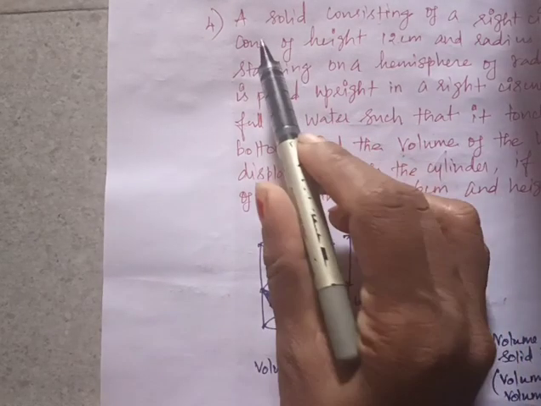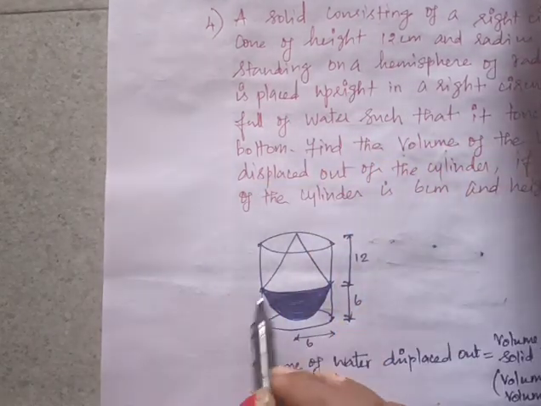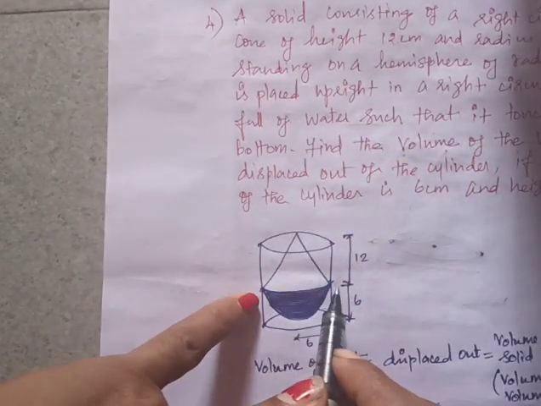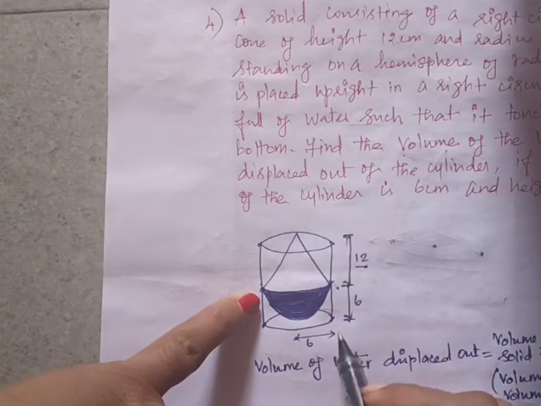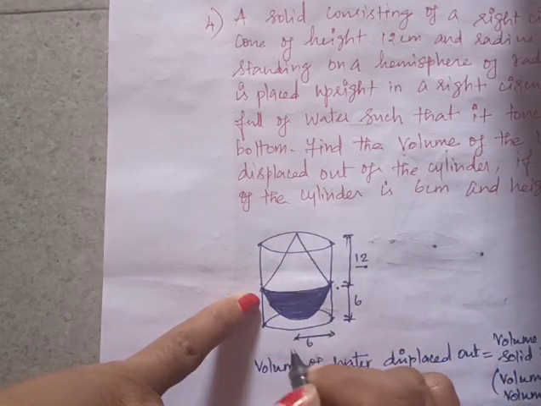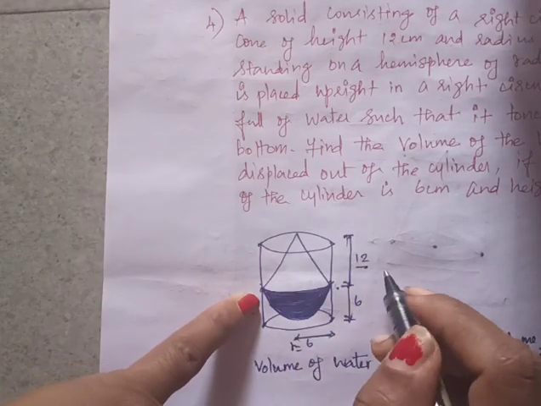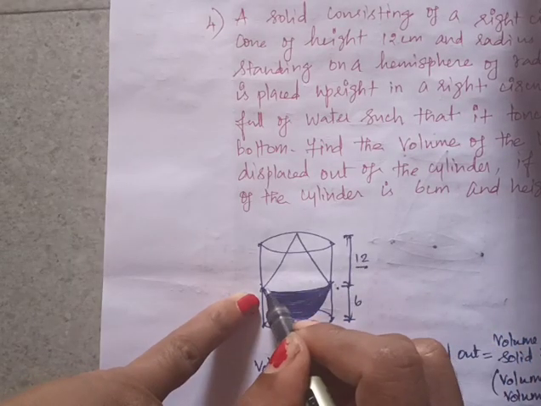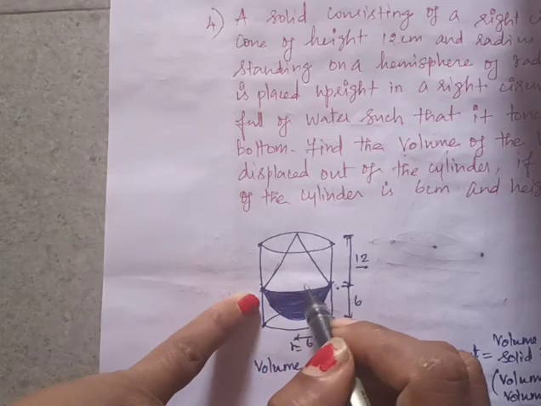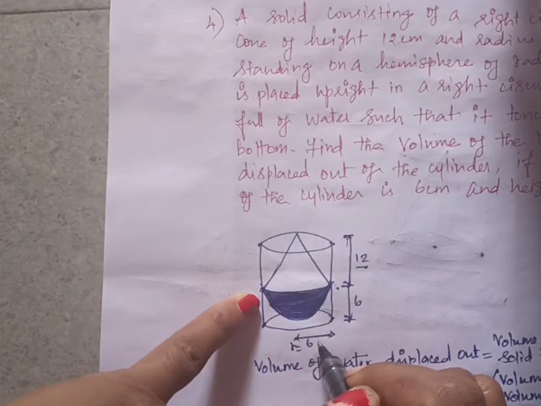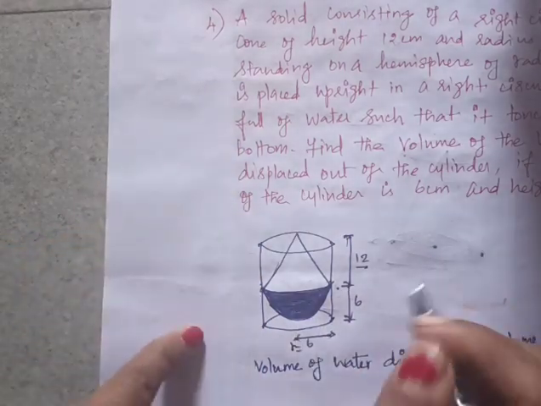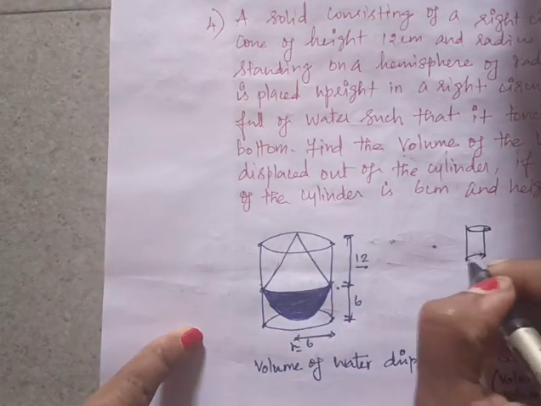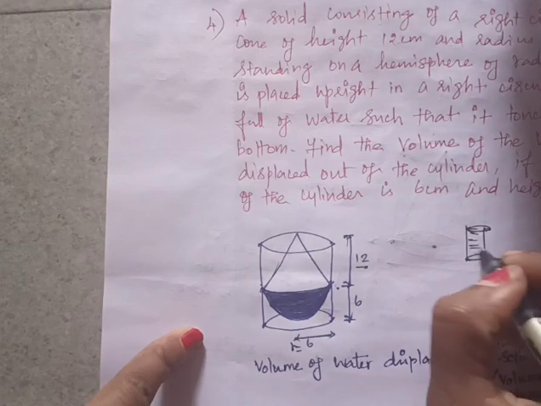Fourth sum. A solid consists of a right circular cone of height 12 centimeter and radius 6 centimeter, standing on a hemisphere of radius 6 centimeter, is placed upright in a right circular cylinder full of water. This is the right circular cylinder. It is full of water.